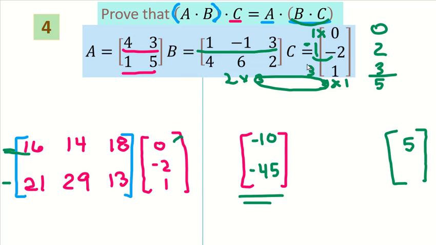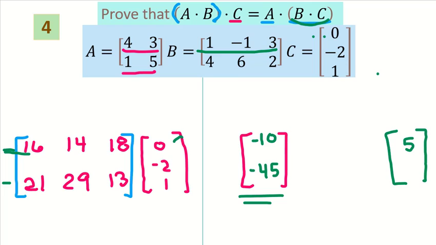Okay, now we're going to move on to the next row, which is 4, 6, and 2. And I'll go ahead and erase this 2. And we'll put it right here. 4, 6, and 2. 4 times 0 is 0. 6 times negative 2 is negative 12. 2 times 1 is 2. Add all those numbers together and you get negative 10.